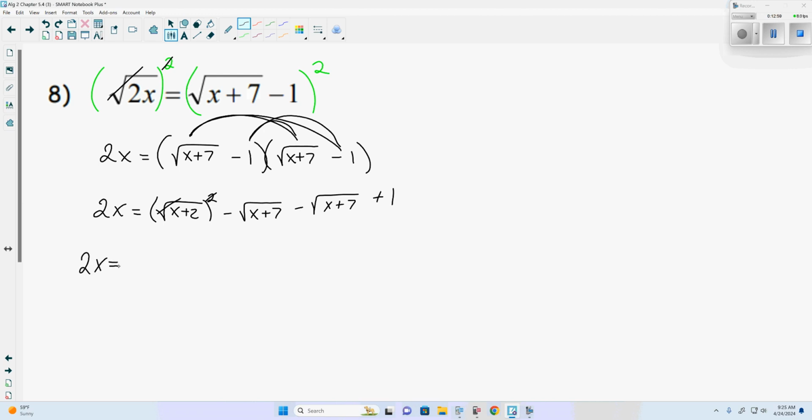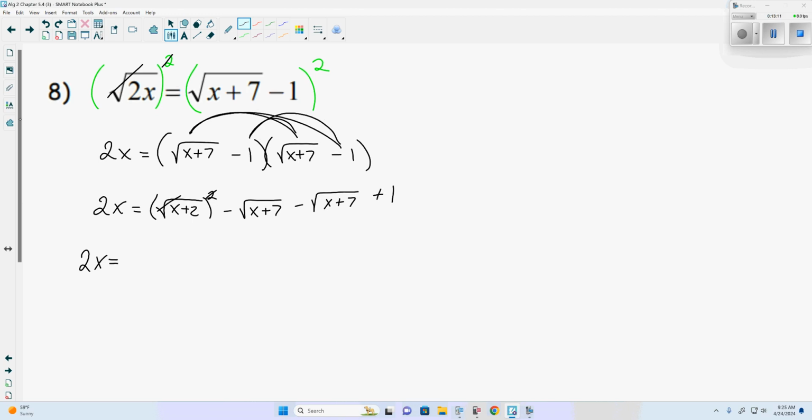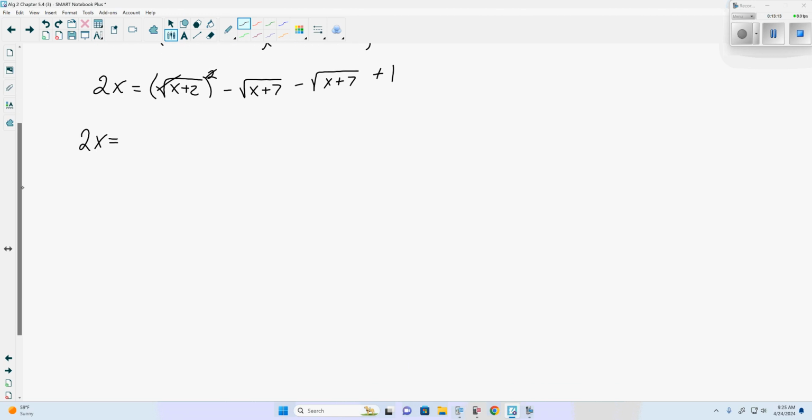Now the nice part about all this so far is that the left side's still just 2x. Questions on how we've gotten to this point so far? Now, the right-hand side, we do have some things to simplify.